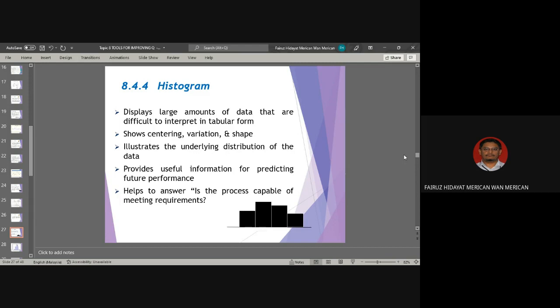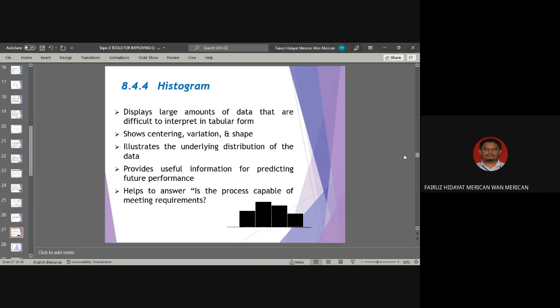Okay, so it helps to show the centering of the measurements, the variations of the performance or measurements, and the shape of the overall process or performance process. And it illustrates the underlying distribution of the data. This is something very common with histograms, with graphs or bar charts, or bar graphs. It's about the distribution of data according to the specified measurements used by the company. And like all the other tools we've seen before, it also helps to provide information to help predict the future performance of whatever is being measured, whether it's a product or service, or any other process in the company.